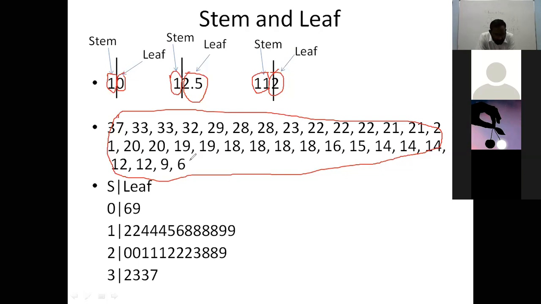So you see, for 6, what is the stem? What is the leaf? Stem 0, leaf 6. So you see, first we have to identify the data and put them in ascending or descending order. After that only it is easy for us to put them in stem and leaf. So this is the first data, 6. This is the stem, and that is the leaf. Leaf is 6. What is the second data? 9. Second lowest data. Right? So for 9, what is the stem? What is the leaf?